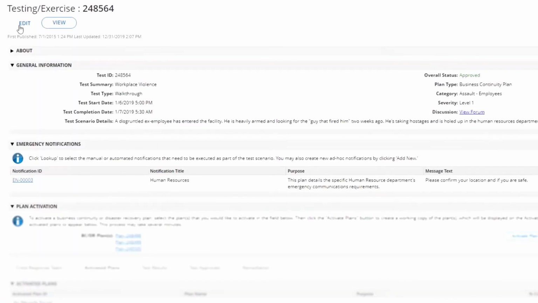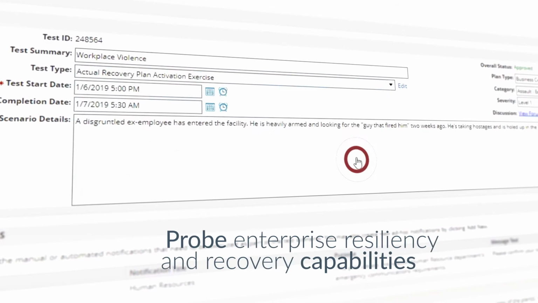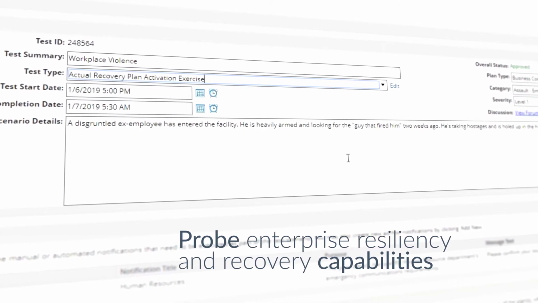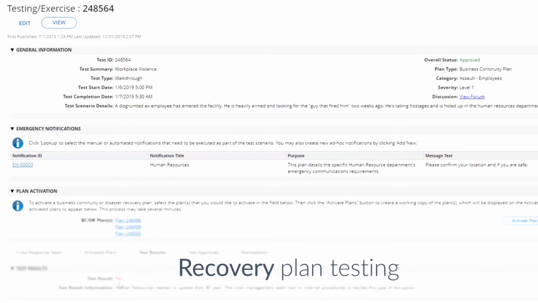Recovery plan testing is facilitated for each BCDR plan. The testing workflow supports simple plan walkthroughs up to large-scale exercises so you can probe enterprise resiliency and recovery capabilities. Testing includes outcome grading, reviews, and approvals.